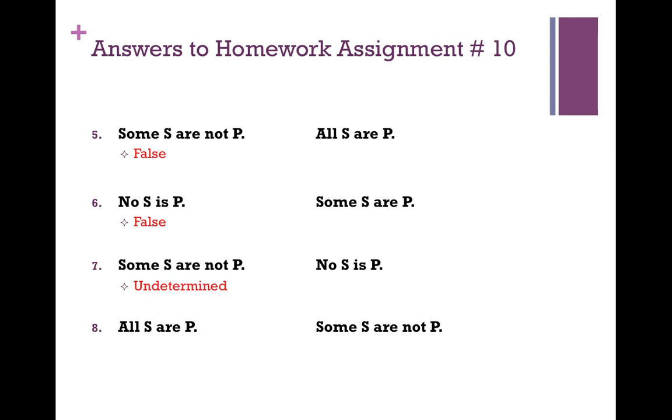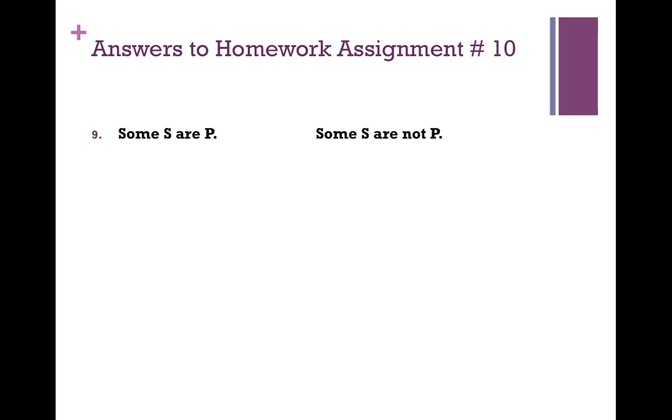All S are P. If we assume it's true, then it is false that some S are not P. Again, these are contradictory propositions. In fact, if you look right here, number 8 and number 5, the problems just reverse the propositions we're dealing with. But as I said when I discussed number 5, when you're dealing with contradictory propositions, if one is true, the other is false, and vice versa.